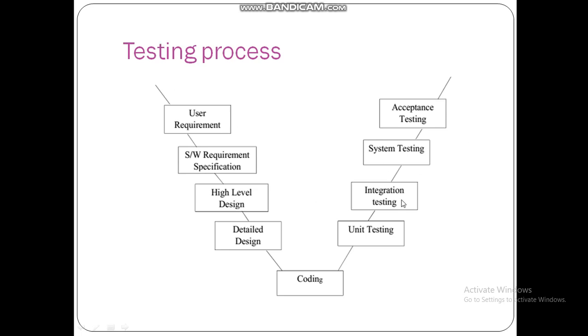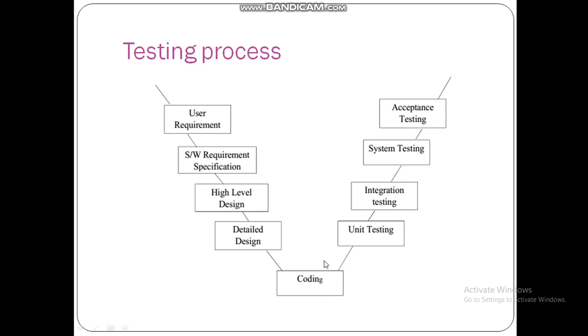So this is the block diagram of our testing process. These are the different software development life cycle phases: user requirements, software requirement specification, high level design, detailed design and coding. And these are the different types of testing: unit testing, integration testing, system testing and acceptance testing.